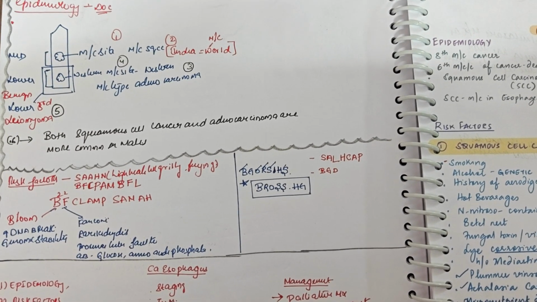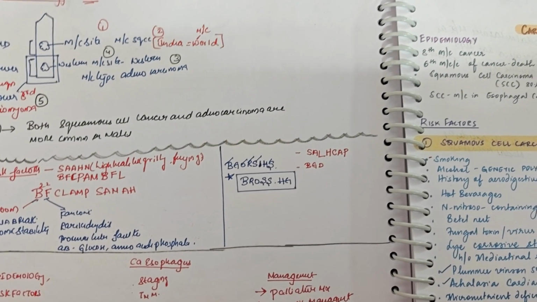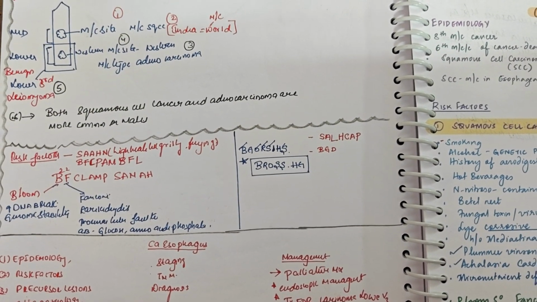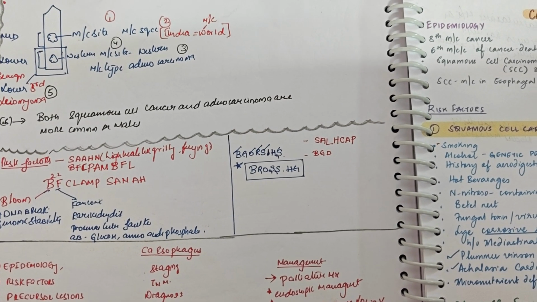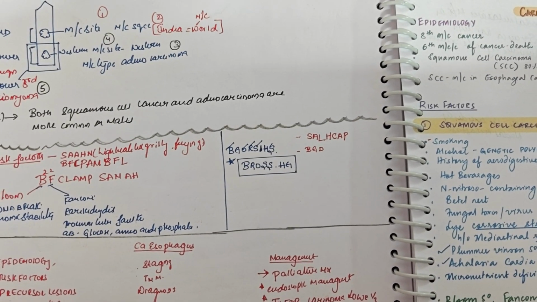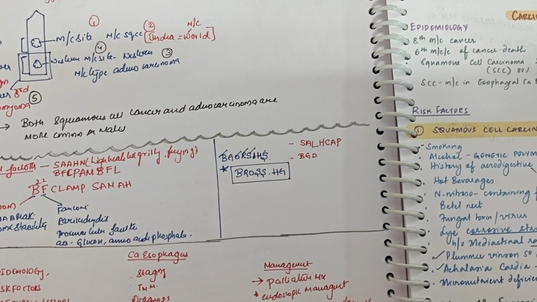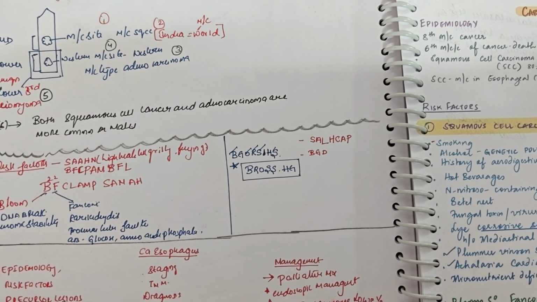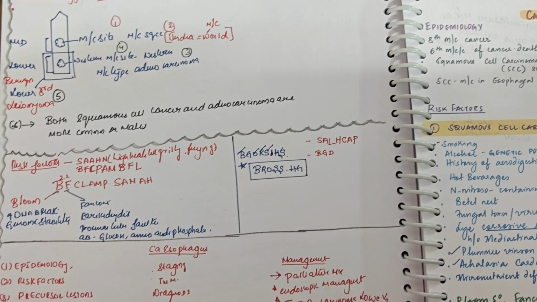It's also written in epidemiology that the middle esophagus is the most common site. The most common site in India, and the most common cancer in India, is in the middle thorax, and that is squamous cell carcinoma. If they ask you about the world also, where is the most common cancer in the esophagus, it is the middle. The most common type of cancer in the world or India is squamous cell carcinoma.